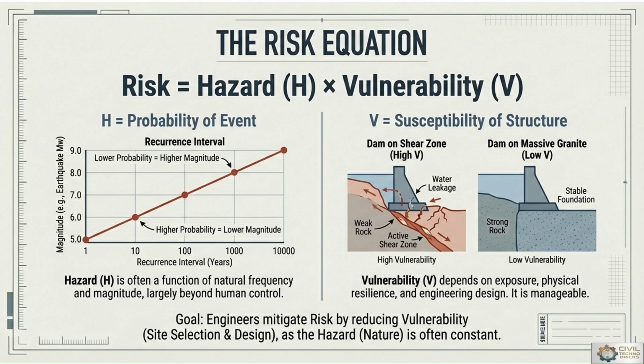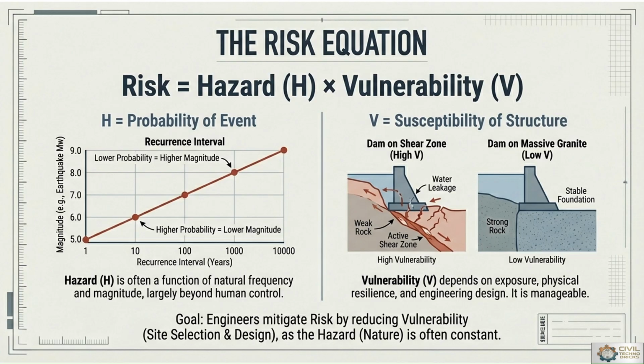So the hazard is often a function of natural frequency and magnitude, largely beyond human control. The graphical representation shows the recurrence interval in years, or probability of event, where on the y-axis is the magnitude of the earthquake that will occur. So lower probability is equal to higher magnitude. On the other hand, higher probability is equal to lower magnitude. That is the recurrence interval representation. So we can check the probability of a hazard event.